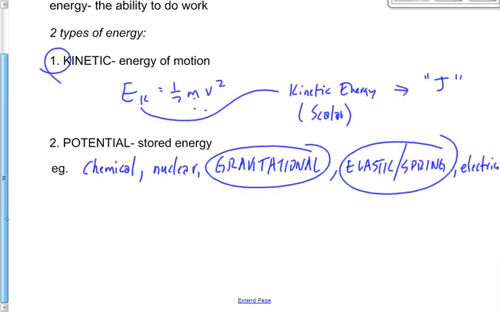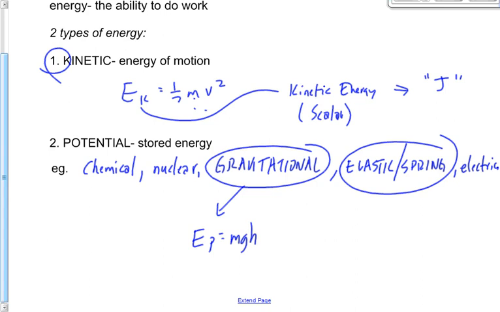You guys remember the equation for gravitational potential energy? The energy stored in an object due to its height above the surface? Somebody gave me this yesterday. Somebody remembered it from Science 10. Good. EP is equal to mgh. EP stands for the potential energy. M is the mass. G is 9.81, at least if you're on the Earth, G is 9.81.